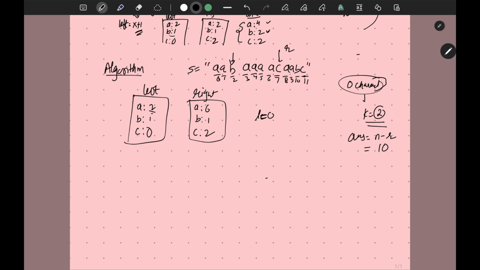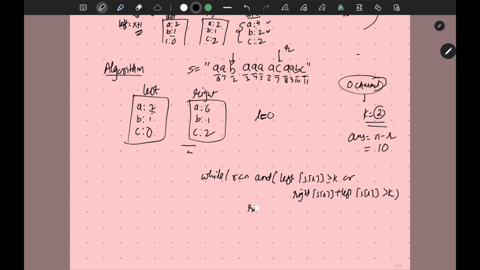So our updated condition is, we will do while r is less than n and left of SR is greater than or equal to K, or if right of SR plus left of SR is greater than K, then we would move our right pointer. So first we would update this frequency: we do right of SR minus minus, and then we would update our right pointer, and in each step we would have to update our answer. So answer would be minimum of answer, comma.